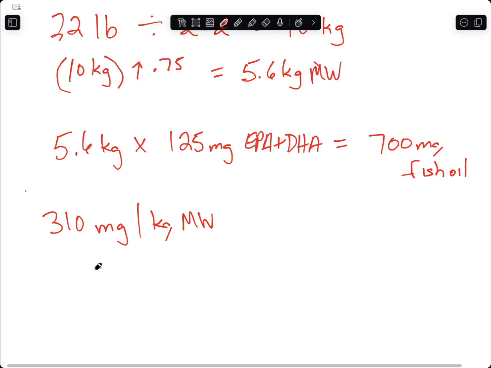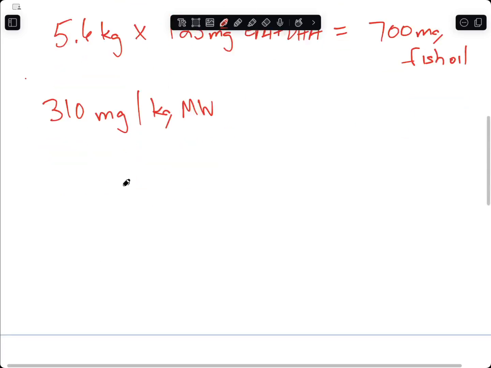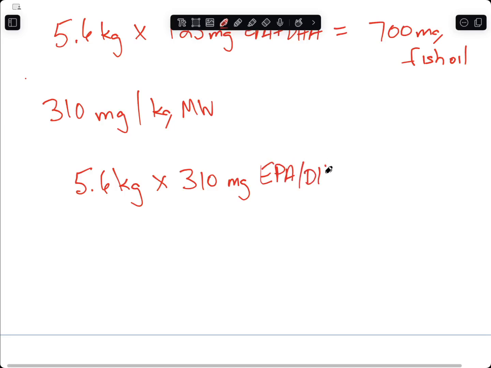All right. So let's say for that same dog, that 22-pound dog that has significant arthritis, you're looking at taking the 5.6 kilogram metabolic weight. You multiply that by 310 milligrams of EPA and DHA, and you end up with 5.6 times 310, 1,736 milligrams. That's an awful lot.